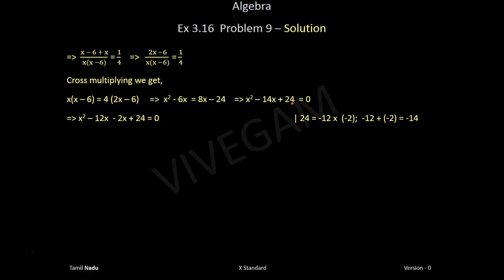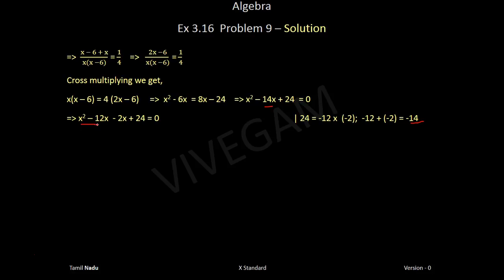Now this 24, you can split it in such a way, right? 24 needs to be split in such a way that when you add or subtract, you will get minus 14. So 24 can be split as minus 12 into minus 2, and minus 12 minus 2 is minus 14. So it comes right. So which means minus 14x must be written as minus 12x minus 2x. So x square minus 12x minus 2x plus 24 equal to 0.